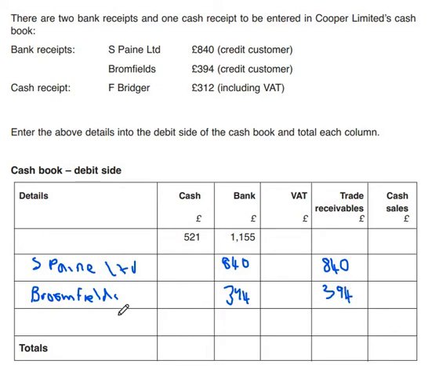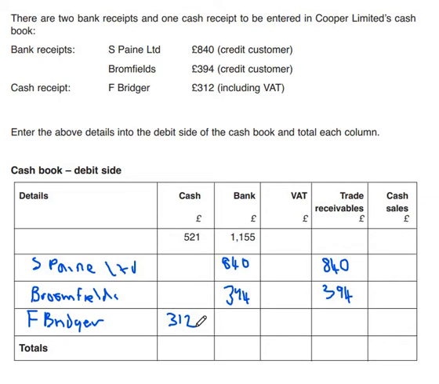Okay, and the final one, F Bridger, is a cash receipt. So this time alarm bells should start ringing. We have to work out the VAT, and the clue is in the question. It says including VAT. So if I write in here the details, it's from F Bridger. And then in the cash column this time we record the total amount of money that we have received. So in this case it's £312. But that is including VAT.